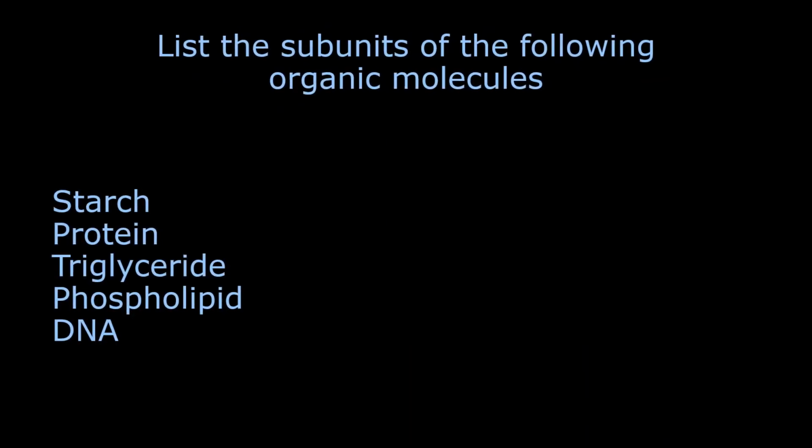List the subunits of the following organic molecules. Okay, fine. A starch is a carb. Therefore, it's not only a carb, but it's a polysaccharide. It's going to be made of individual monosaccharides, and that's it. Monosaccharide. Glucose, to be specific.